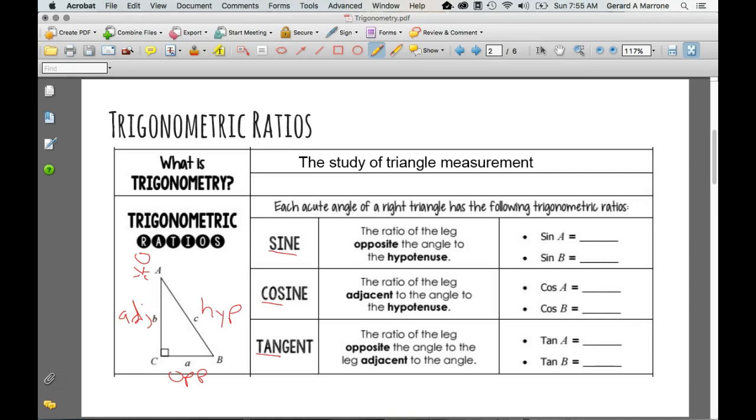So if we were to look just from angle A, the sine is the opposite side over the hypotenuse, or in this case, side A over side C. The cosine is the adjacent side over the hypotenuse, so side B over side C. And then our tangent is the opposite side over the adjacent side, so that would be side A over B.